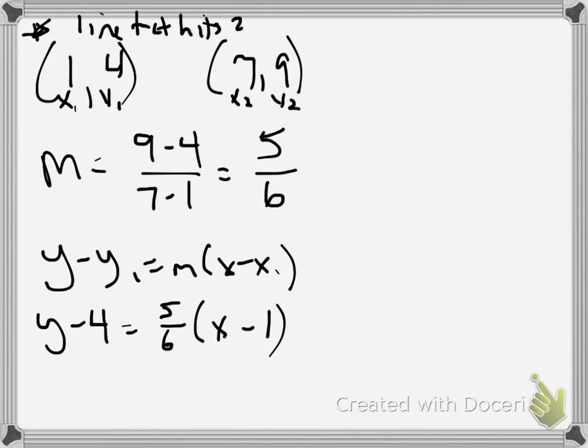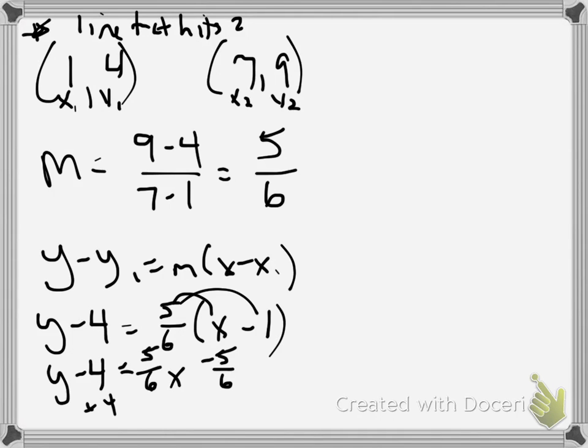Now, if we were to graph this, it's a pain to graph the equation that way. So we can distribute and get y by itself. We'll add the 4. y = 5/6 x, and then 4, that's like 24 over 6, so this becomes plus 19/6.